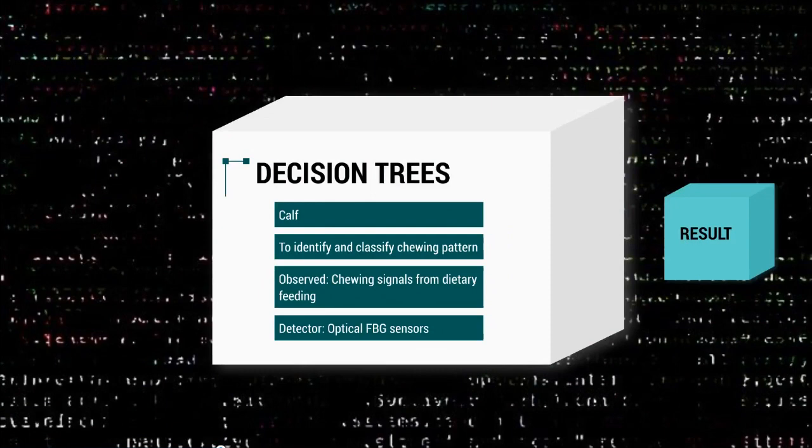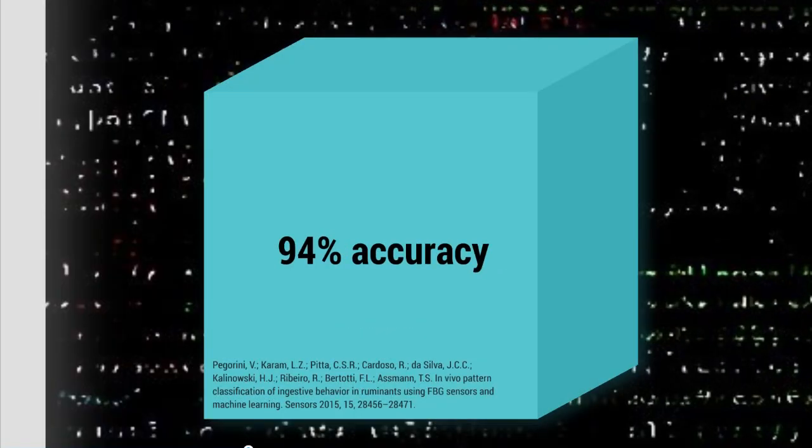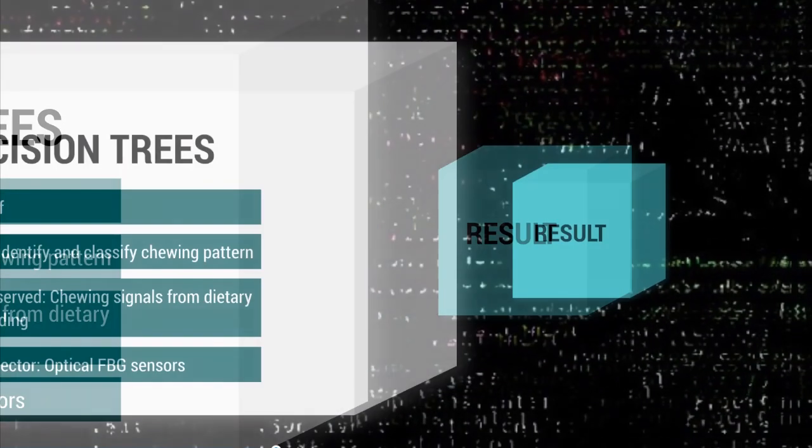Next, in the study of ruminants' ingestive behavior, the learning model being used is decision trees. The chewing signals of supplementary feeding and the data of behavior are collected using a fiber Bragg grating sensor. The accuracy of this model reached 94%.